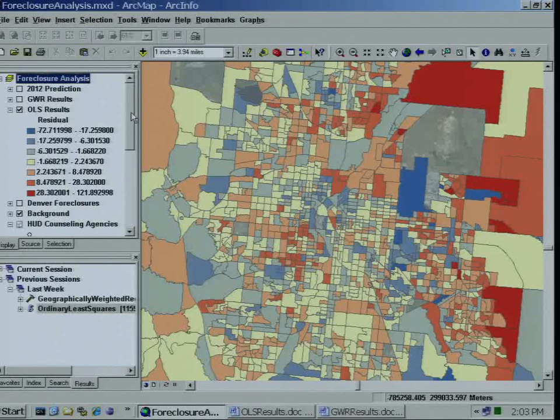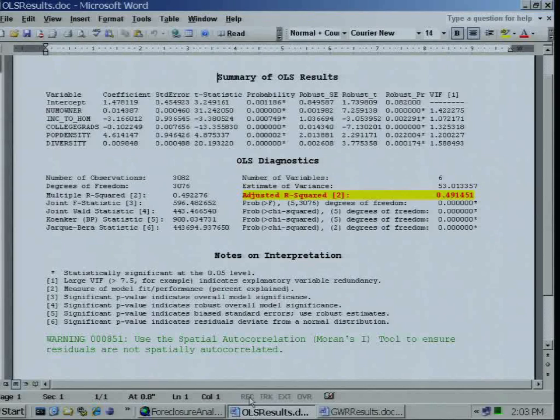There's also a lot of numeric output associated with the OLS tool. We're interested only in the R-squared for right now. In this case, that R-squared is 0.49, or 49%.